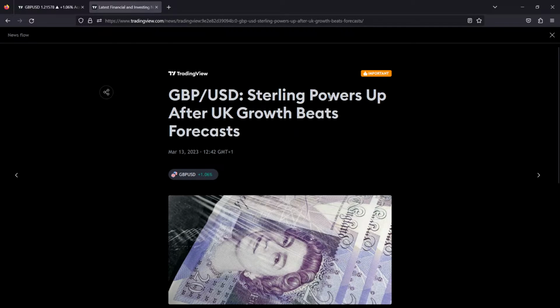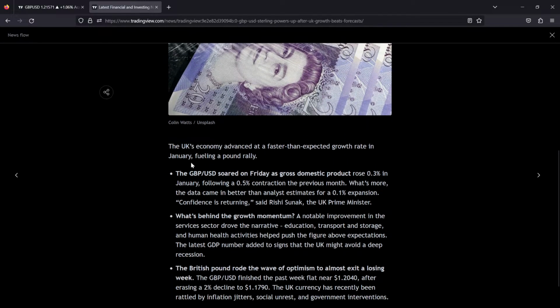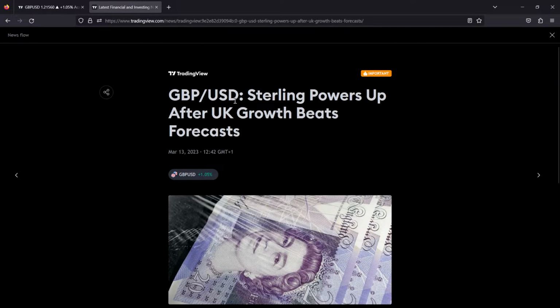It's saying that sterling powers up after UK growth beats forecasts. So it seems that it was some sort of unexpected positive news for the UK's pound. The UK's economy advanced at a faster than expected growth rate in January, fueling a pound rally. The GBPUSD soared on Friday as growth, and so on. What is behind the growth momentum? You can read here. The British pound rode the wave of optimism to almost exit a losing week. So this is the news.